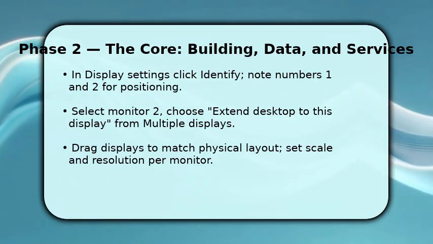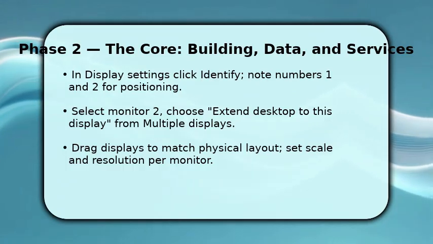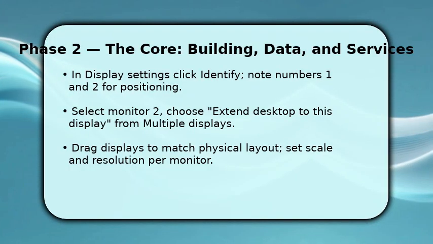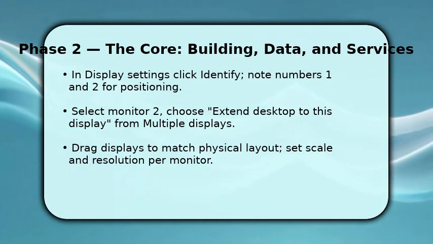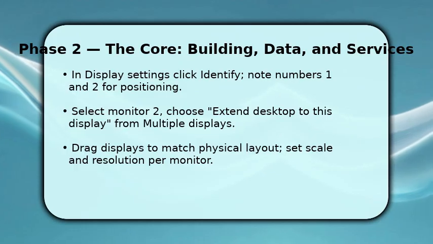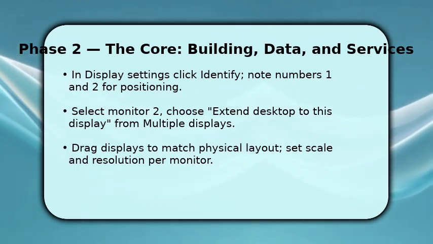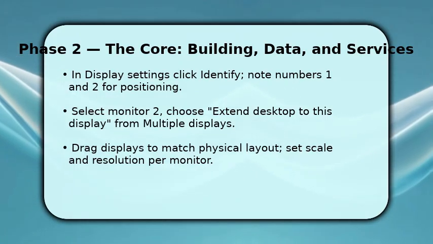Drag the monitor icons to align left/right or above/below so the mouse flows naturally. Make sure to set each display's scale and resolution. This prevents blurry apps and matches sizes. Save settings by clicking Apply to confirm the arrangement.